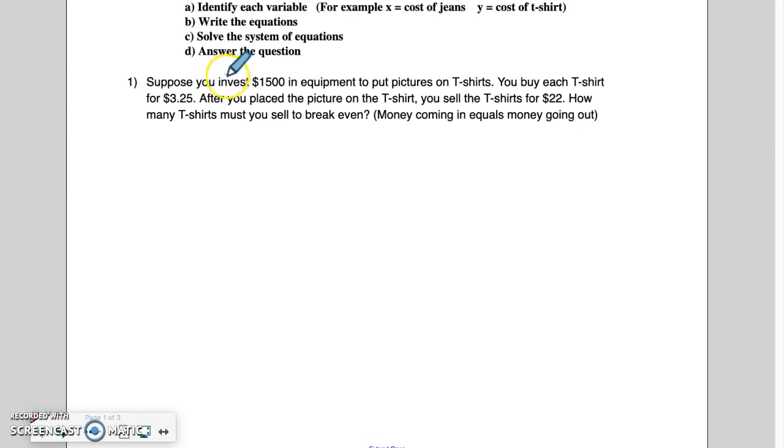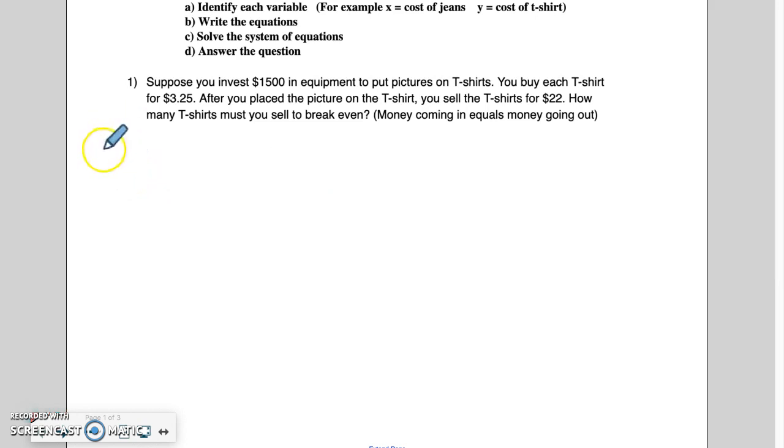If you go back to the notes we took on, I guess it was Friday, where I gave you three systems. Two were written in slope-intercept form and we solved, and then two more were in standard form, and then one was in standard form and one was in slope-intercept form. That's how we're going to solve these three equations.